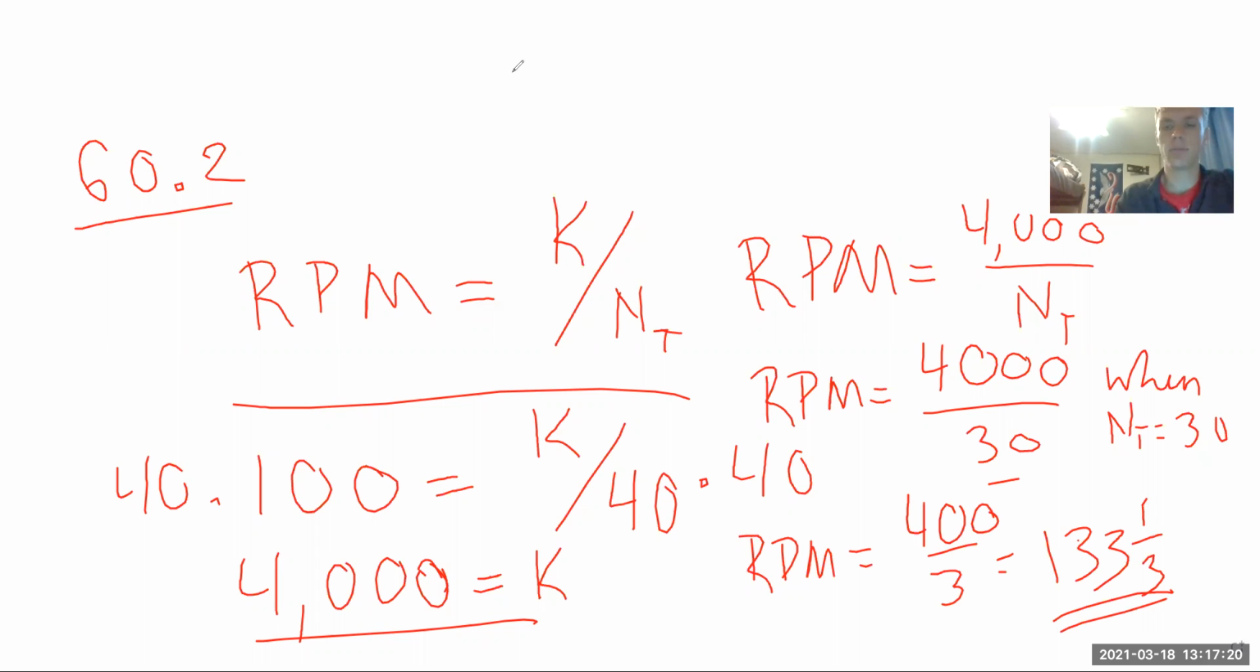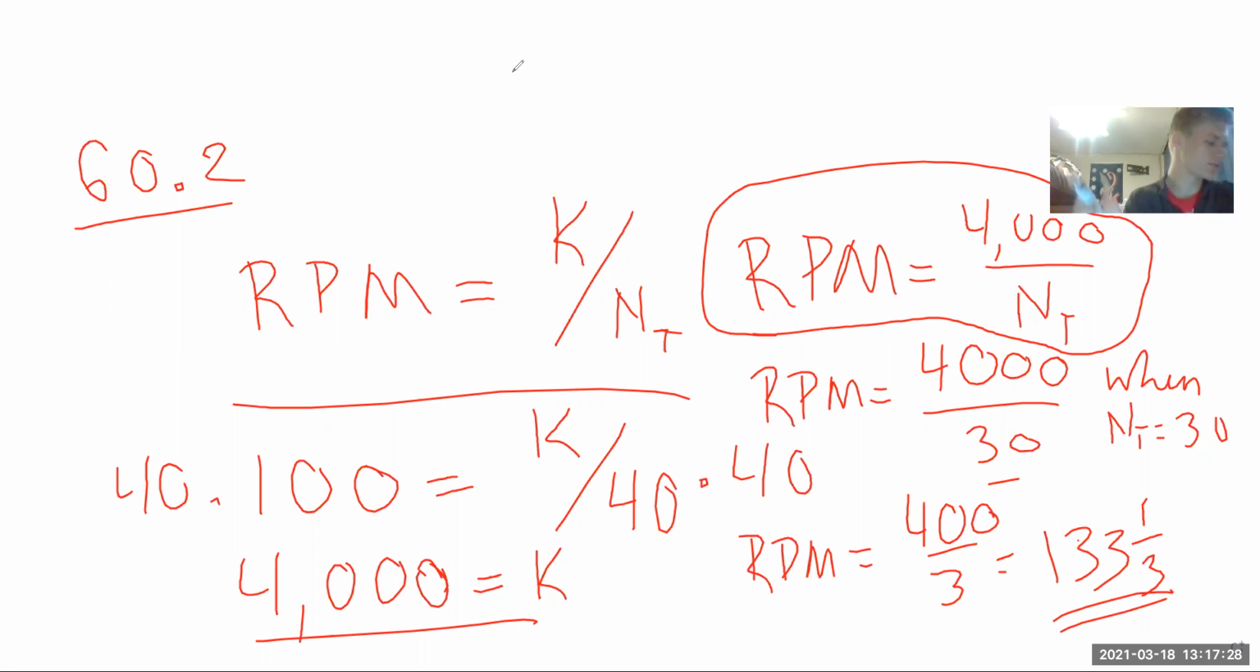And then this is the important part. This is the equation. You can do anything with this equation you want. You can solve for the number of teeth with the RPM. You can solve for the RPM with the number of teeth. That's our equation. That's what they mean when they say inversely. So that's not too bad, right?